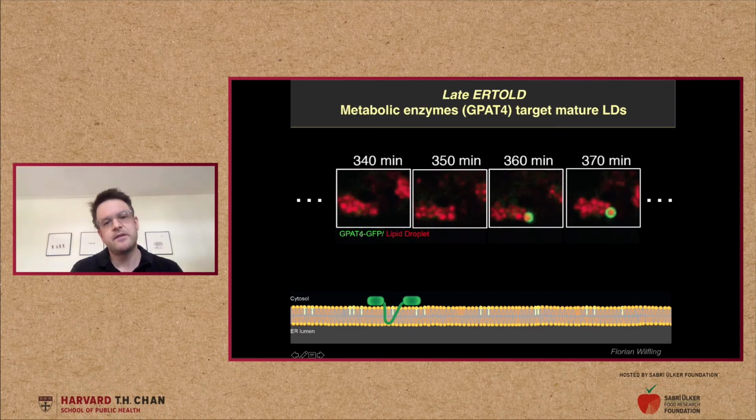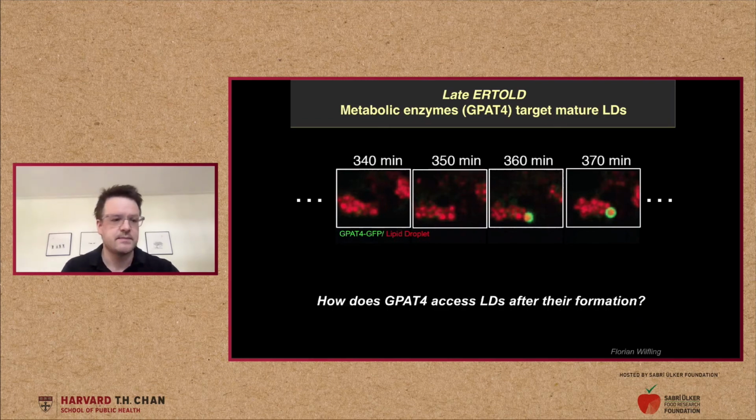And that was that if you follow the localization of this protein over time, many hours after the initial droplet has formed, nothing seems to happen. But then within a very short period, almost as if there was a trigger, the protein can localize to one or a few lipid droplets in a somewhat asynchronous manner. And so then, of course, the question becomes immediately, how does the protein do that?